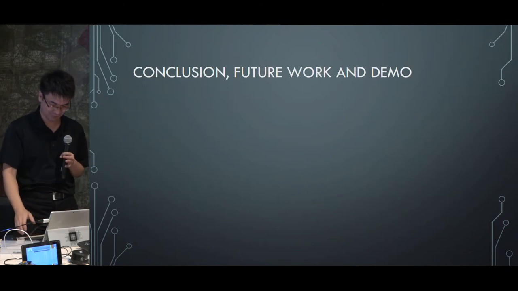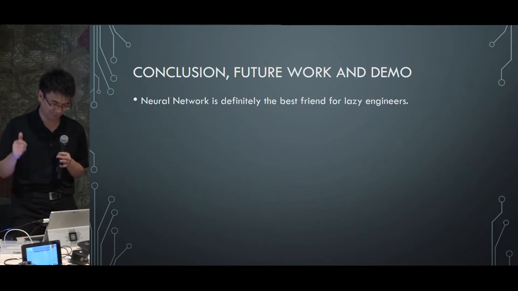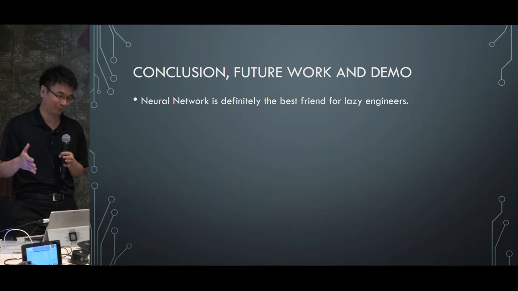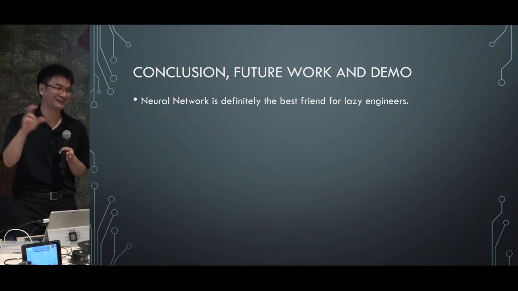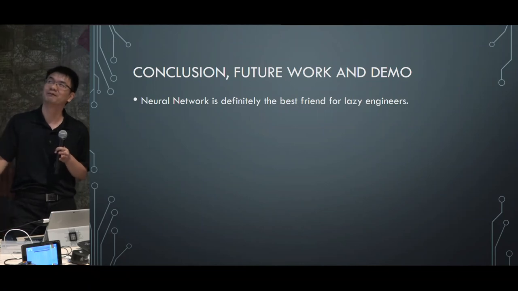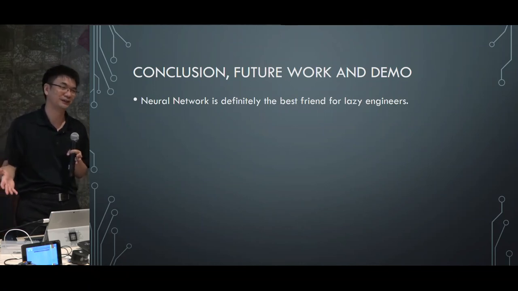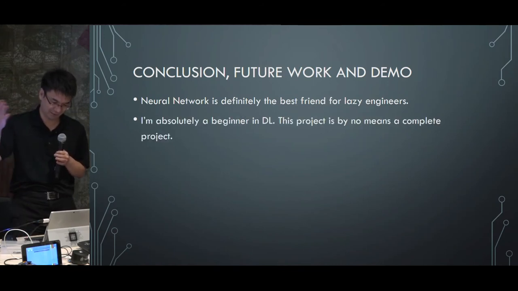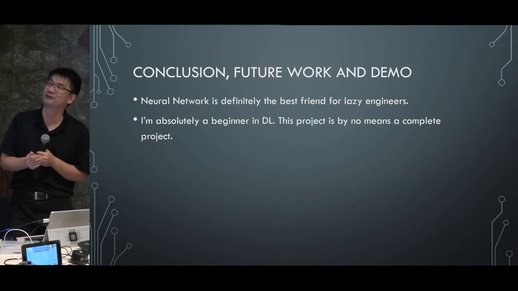So, some conclusions and future work. First, neural network is definitely the best friend for lazy engineers. Otherwise, I would fall into the pit of doing FFT on the signal, getting out the frequency components and fitting the exponential decay, all this kind of thing. But with a neural network, everything is just done by mathematics. I don't need to do any real hard work on that. And I'm just an absolute beginner, two months only, so this is by no means a complete project.